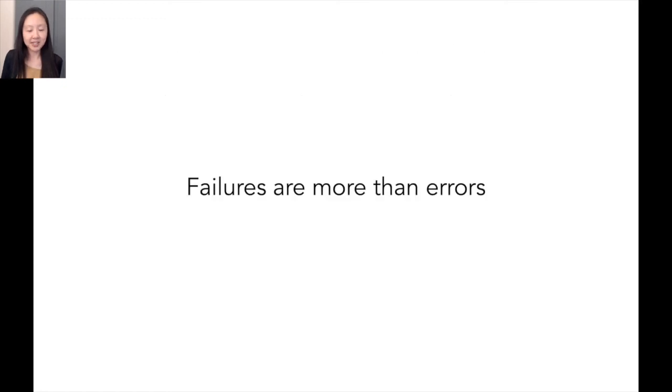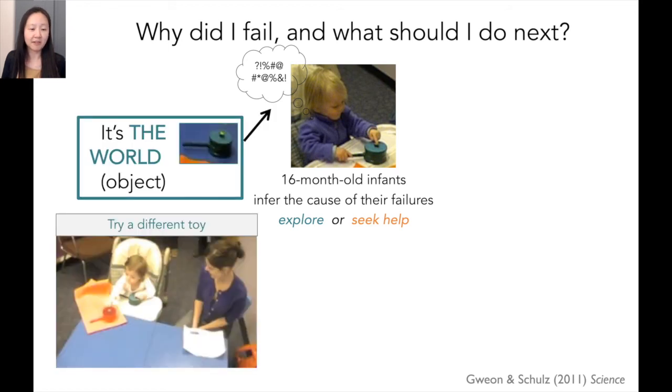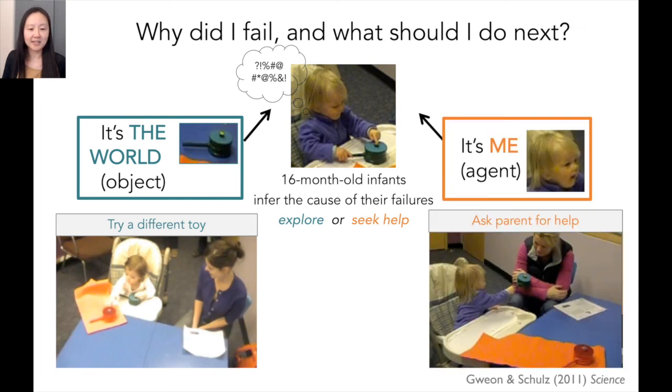Finally, for machines, failures are failures or errors, but for humans, failures mean much more than errors. So although I won't show you the details of exactly what we did in this study for the sake of time, what I have shown in my earlier study is that infants can infer the cause of their failures. Depending on whether they think it's the object that's failing them, that they can't activate this toy because the toy might be broken, they try a different toy and explore. But when they think it's me, I did something wrong, and that's why I can't activate this toy, they readily seek help from other people, for instance, their parent.